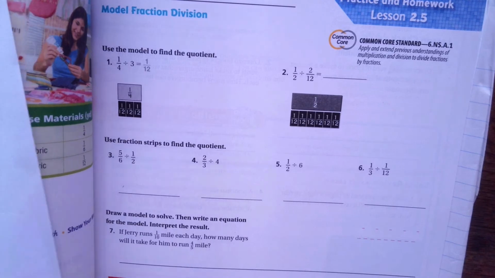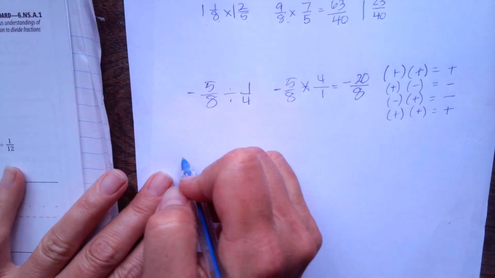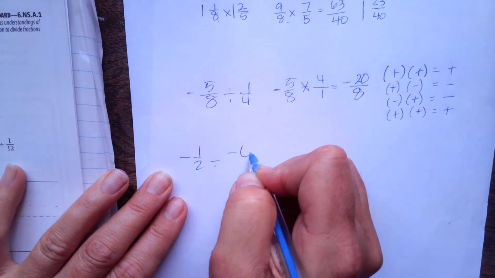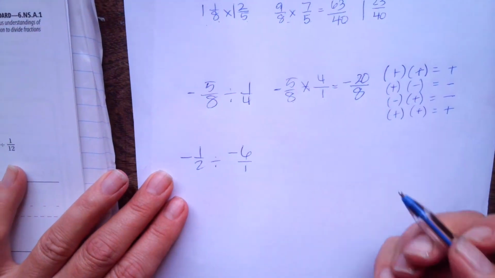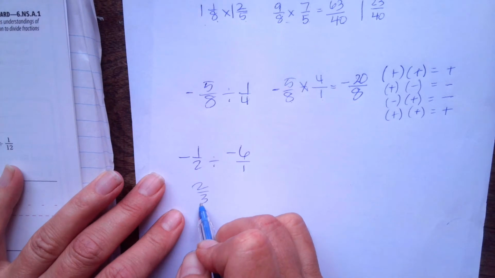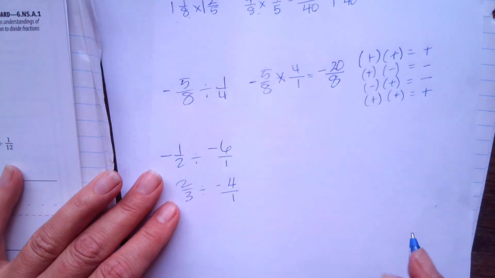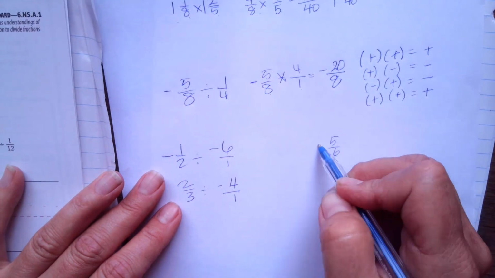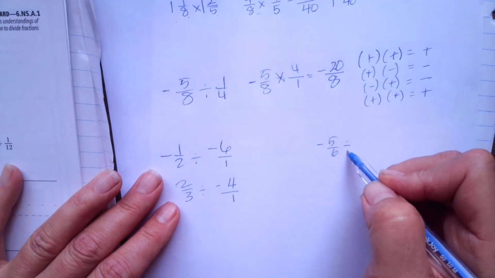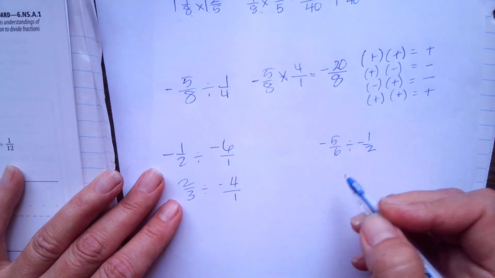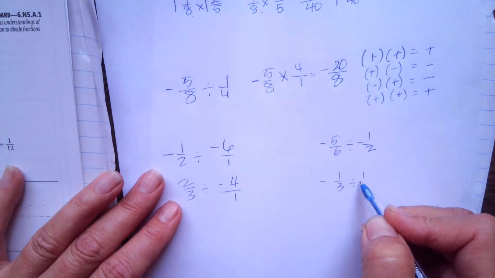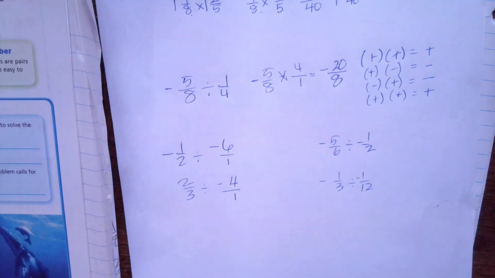And your homework is going to be -1/2 divided by -6/1, 2/3 divided by -4/1, -5/6 divided by -1/2, and -1/3 divided by -1/12.